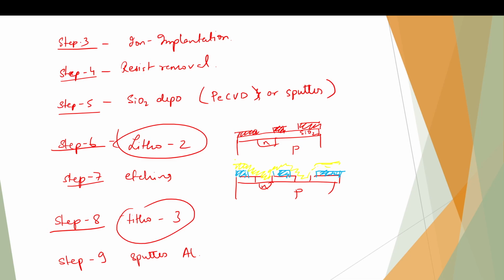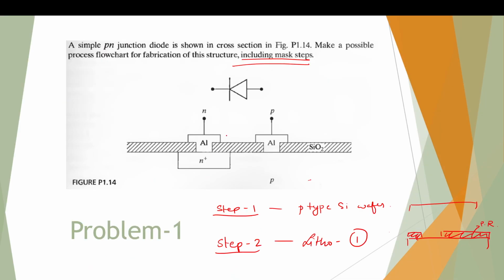Right. So now what we will do is we will lift off. So by lift off, which means that we will remove this resist. So the blue portions we have to remove. So we will use some solution that will dissolve this resist, and with that the aluminum that was deposited on top of this resist will also get removed. So this process is called lift off. It will be step 10. So that is the last step.